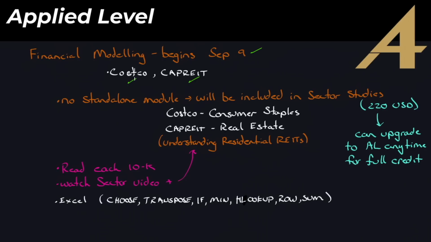But instead of Costco, if you feel, well, I want to do Target or I want to do Walmart or any of the other big retailers, you can. Same with CapREIT. You can choose any apartment REIT that you want. There may be differences between Canadian and US, between IFRS and US GAAP in the way that they report line items, but you don't have to do the one that I'm doing.